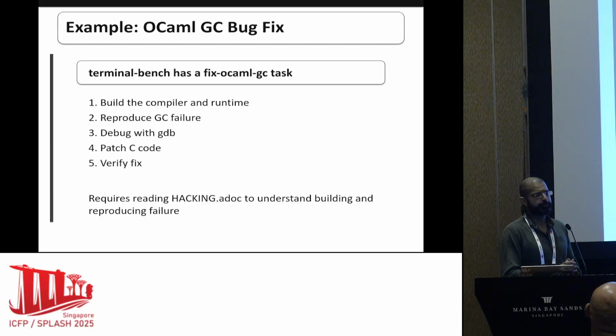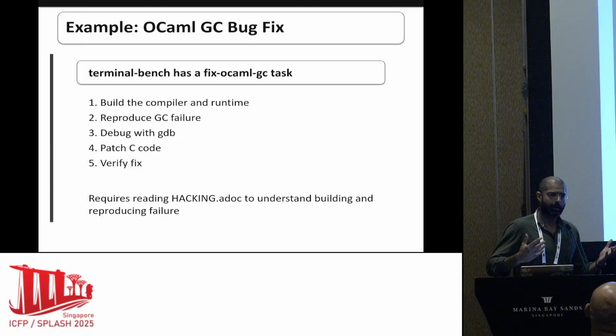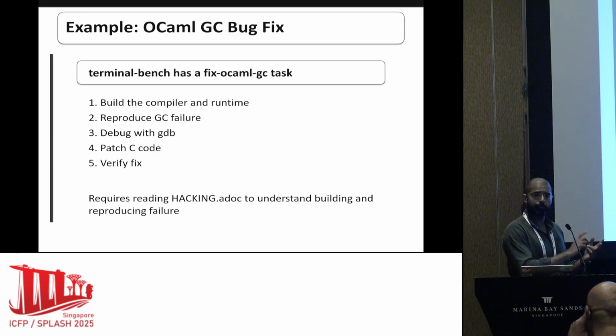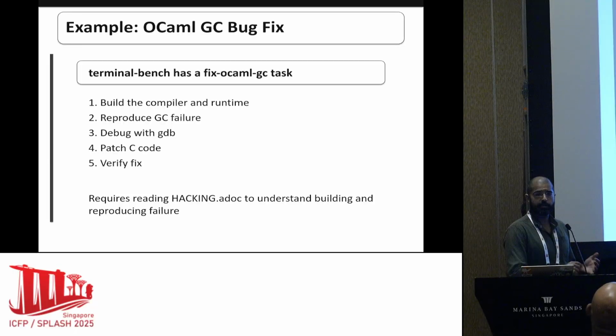So I introduced a bug into the OCaml GC in a fork, a bug that you can't find publicly, but it's very similar to a mistake that I made when I was adding a feature to the OCaml garbage collector. I then put together a task where essentially I said, I've been hacking on the OCaml GC, and oops, I've accidentally made a mistake. It's segfaulting. Please help me figure out what the problem is and fix it. You will need to read the hacking.adoc documentation, build the compiler, run the test suite, debug the problem, fix it, and then verify the fix by running the basic test suite.